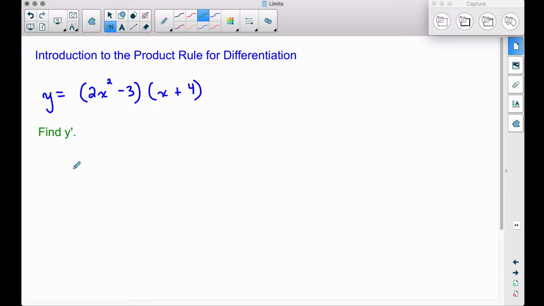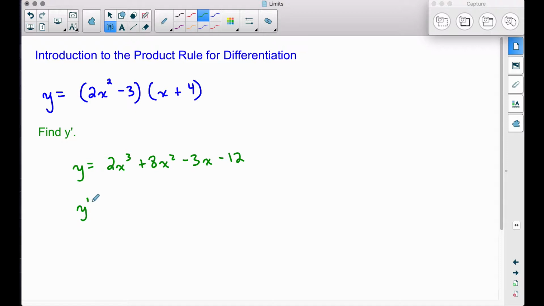Let's find y prime. What I'm going to do first is I'm just going to multiply these two binomials together. 2x squared times x is 2x cubed. 2x squared times 4 is 8x squared. Negative 3 times x, negative 3x. And negative 3 times 4 is negative 12.